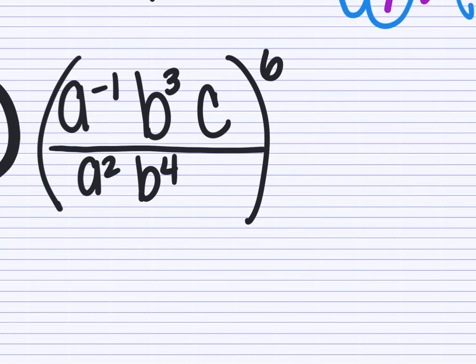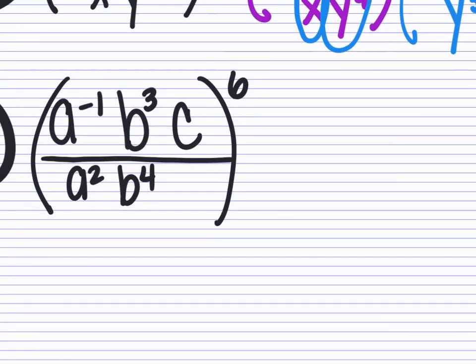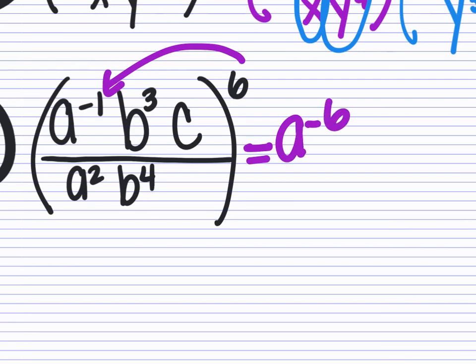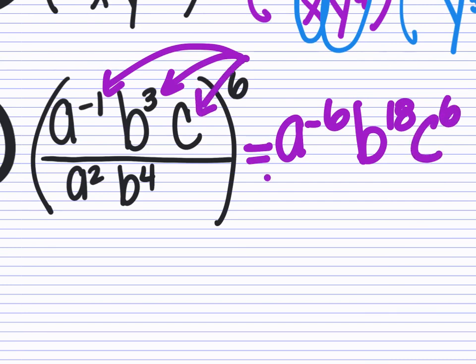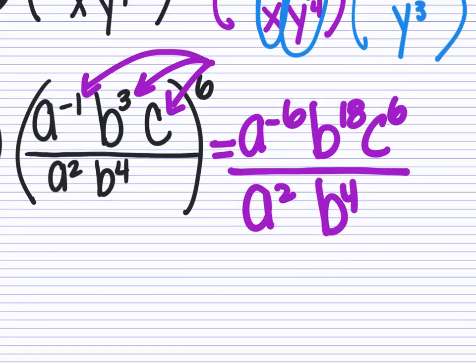All right, last one. So for here, again, couple ways that you can do this. You can first distribute the 6 to everything and then simplify, or you can simplify inside the parentheses first and then distribute. Let us distribute first. So a to the negative 6th, b to the 18th, c to the 6th, over a squared b to the 4th.